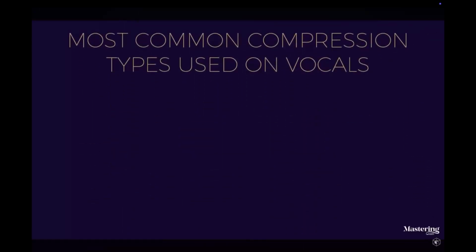Most common compression types used on vocals. The most common types of compression used on vocals are 1. Optical compression. Optical compressors use a light-dependent resistor, LDR, to control gain reduction, resulting in a smooth and natural compression response. They're known for their musicality and gentle compression characteristics. Optical compressors are often used on vocals for transparent leveling and subtle dynamic control, particularly in situations where a more natural and musical compression sound is desired.